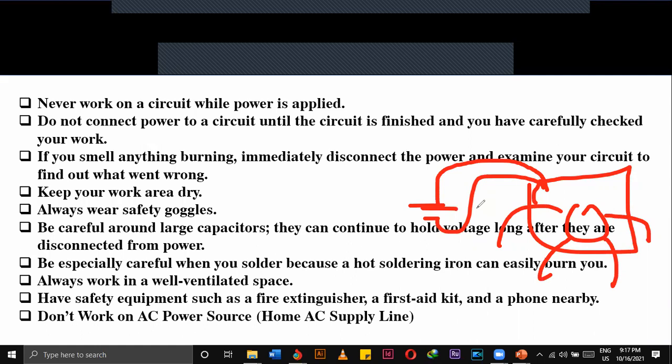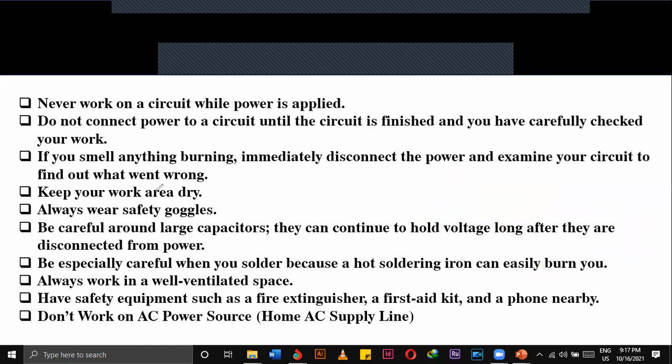Next, if you smell anything burning or heating, immediately disconnect the circuit, right? If you hear or smell anything burning, you have to immediately disconnect the circuit. Then you have to keep your work area dry. You can't work in a wet environment, right?